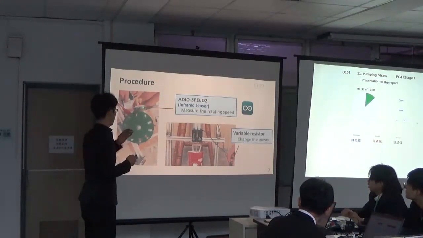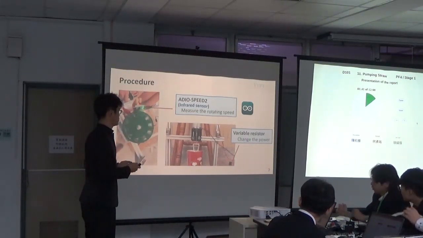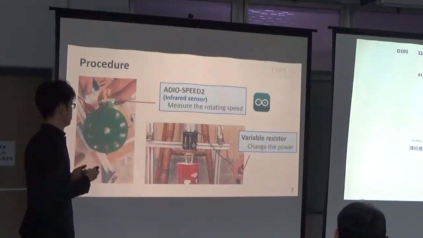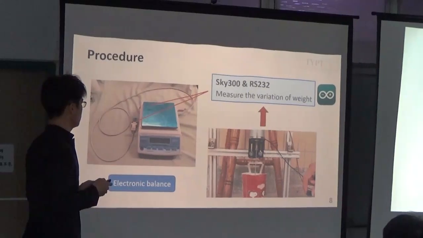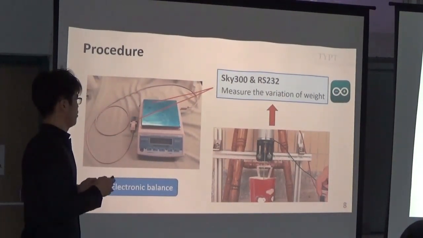Here, I use the infrared sensor to measure rotating speed. You can see that I use a plate with many holes. The infrared sensor detects the time interval of every hole and returns the rotating speed. I also use a variable resistor to change the power, which means we can change the rotating speed of the motor. I also use an electronic balance to measure the variation of the weight.